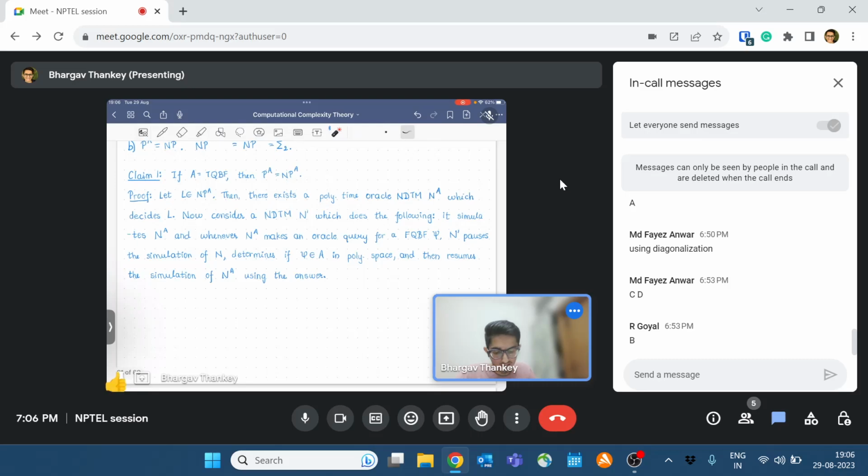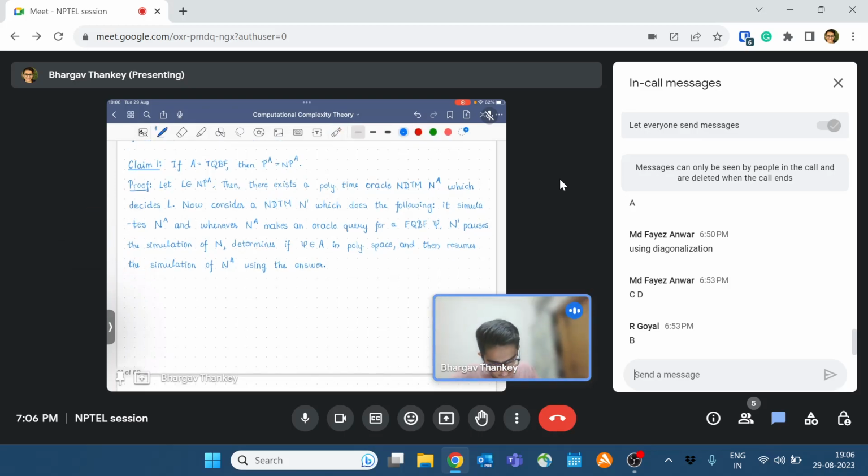Okay, and are you convinced that N' correctly simulates N to the A? Yes. So N' is an NDTM that runs in polynomial space.